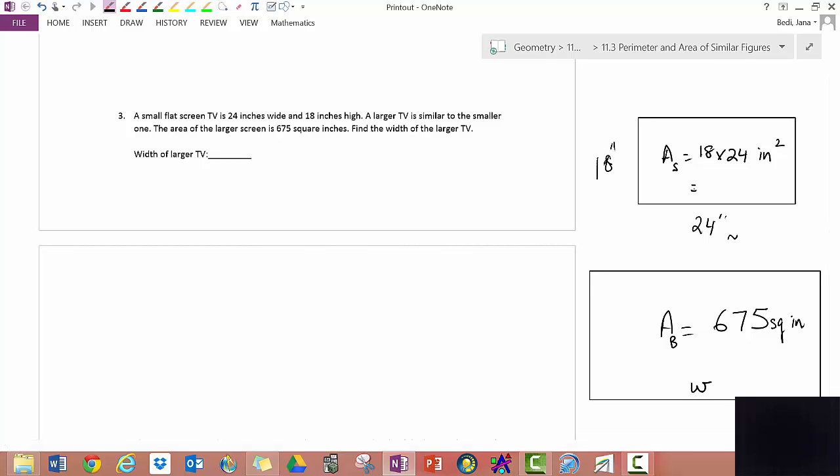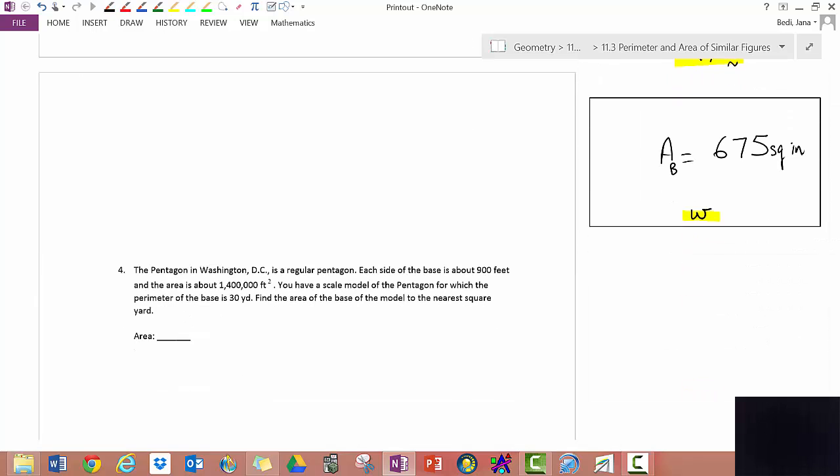So now ask yourself, what is the ratio of the smaller TV's area to the bigger TV's area? It is, I believe, something to do with the scale factor. Set up the equation, and the scale factor will involve the two widths, this one and that one, because that's the width. So set up your equation and see if you can solve for W. This is eminently doable.